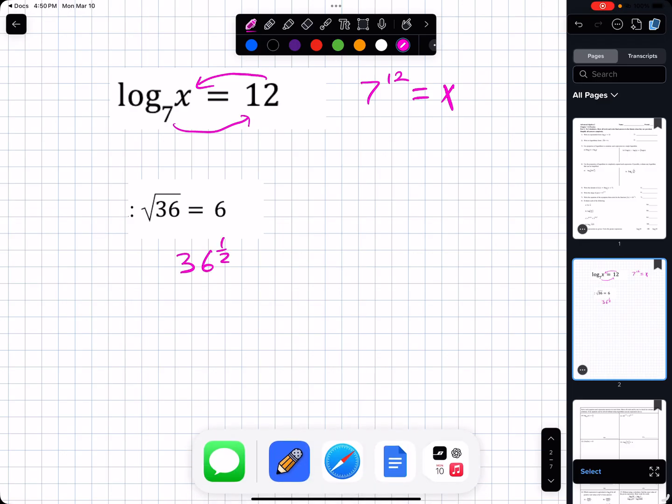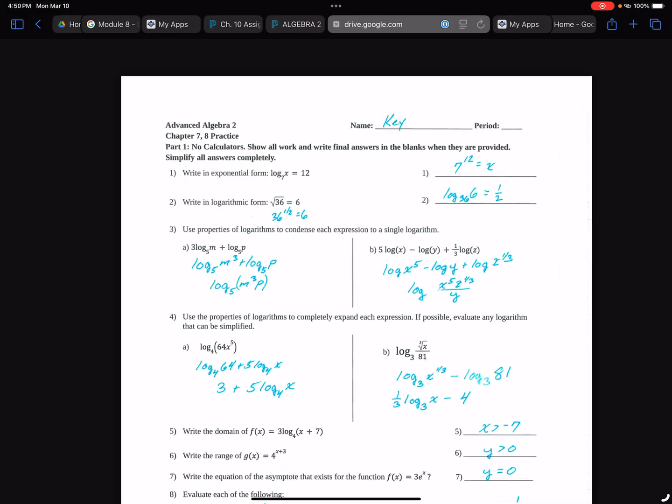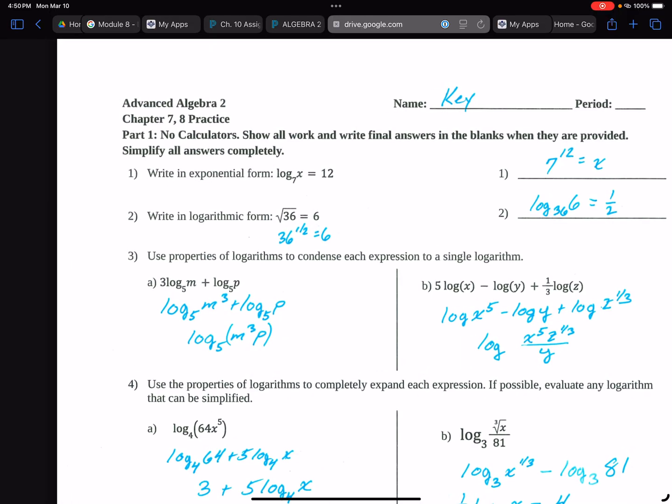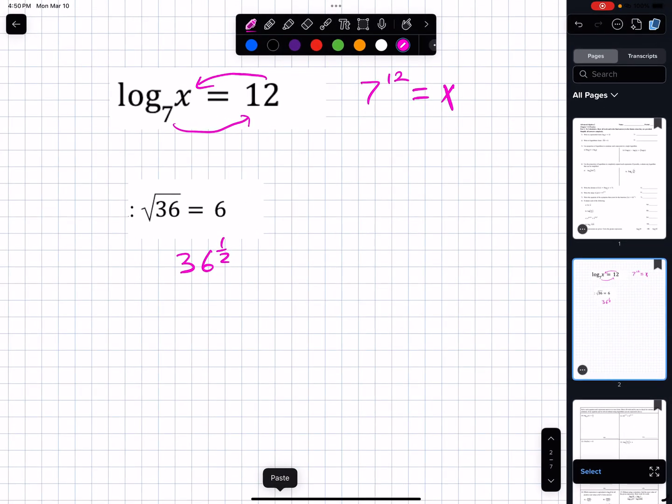So if you look at this, I think sometimes it's just easier to look at this. If we have 36 to the 1/2 power, the base stays the base and the 1/2 and the 6 switch. So when you do it like this, 36 to 1/2 equals 6. So it becomes log base 36. The base of the exponent becomes the base of the log. And then these two just switch places. So 6 to the 1/2, or equals 1/2.